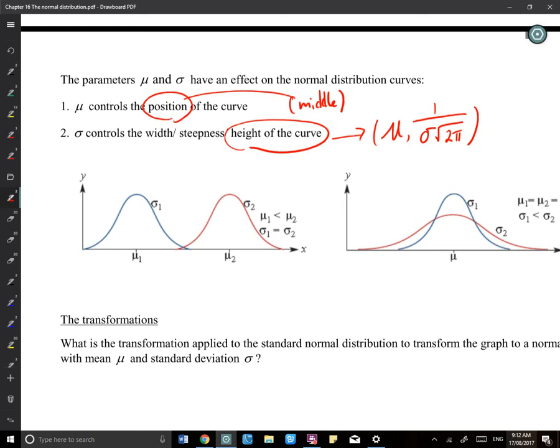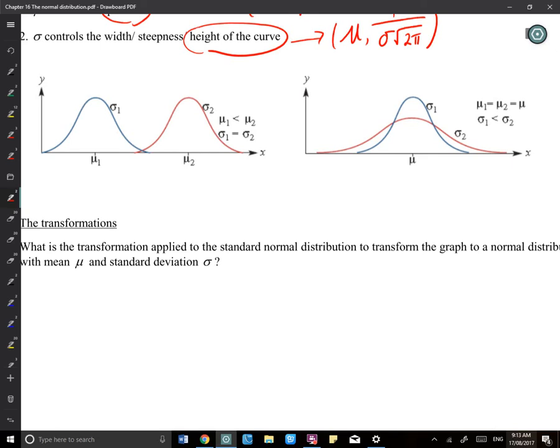So when you compare two graphs, just see the y value. It doesn't matter where the x value is, where the mu is. Just see the absolute height. The higher one will get a smaller standard deviation. And see the middle. If the middle is on the right, it will have a higher mu.